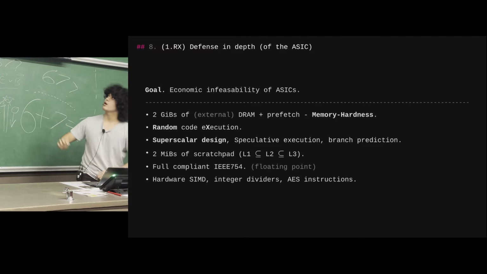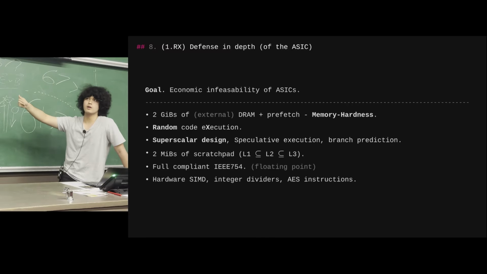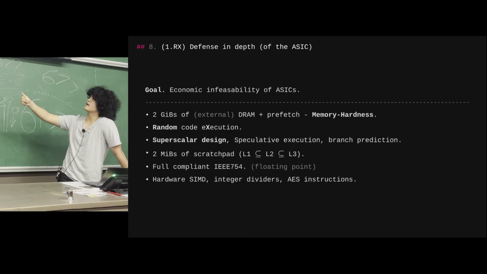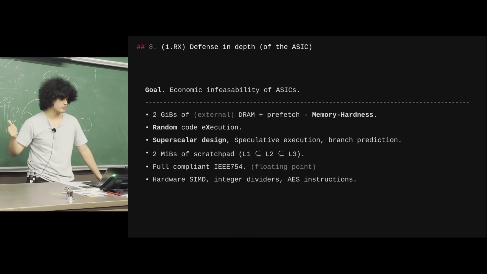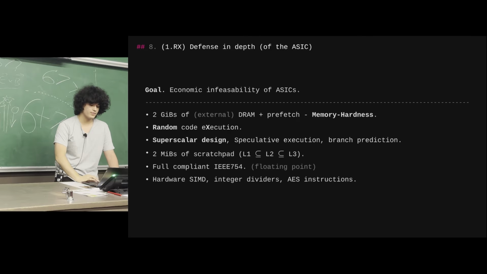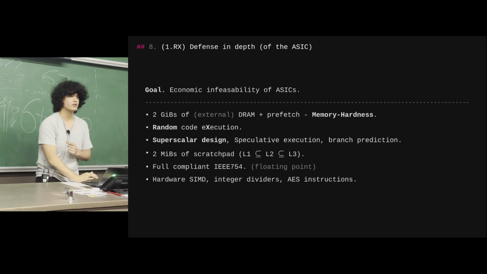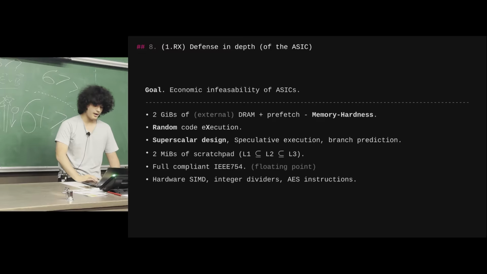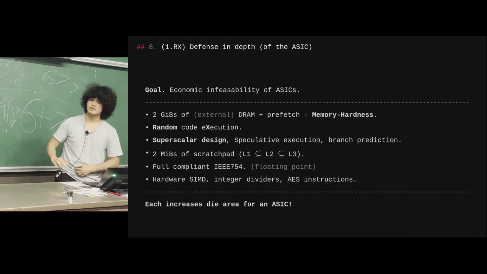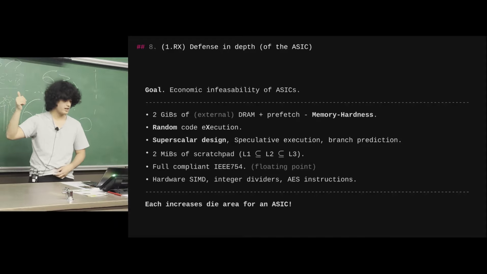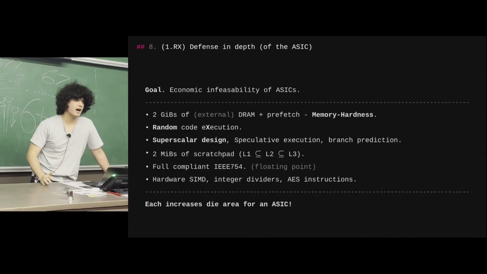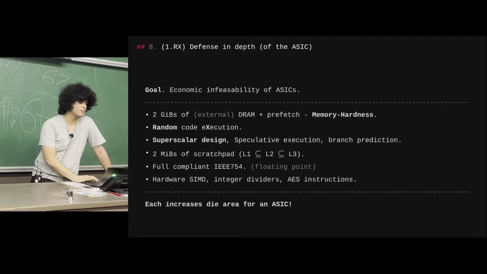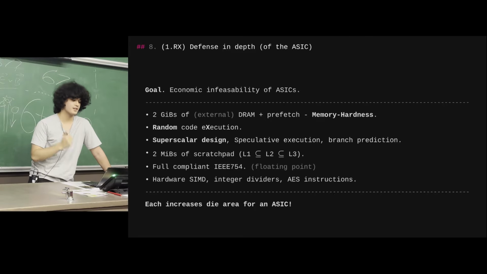All right, so we want fully compliant IEEE 754. We want hardware SIMD, we want integer dividers, and then we want hardware AES instructions. These are basically givens if you want to do useful work on a CPU. These need to be included. The sum of all of these equates to a monumental amount of complexity and R&D time for a would-be ASIC. Creating one that does all of these would be prohibitively expensive. You'd just be making a CPU, right? So the goal is to accomplish these.